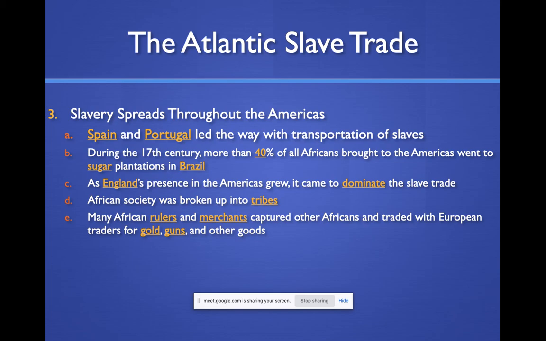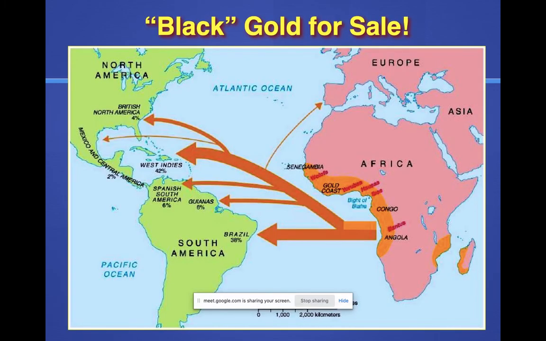The African slaves were broken up by tribes, and there were African rulers and merchants that captured other Africans and traded them for gold, guns, and goods. And you think, well, why would some Africans trade other Africans into slavery? In order to keep their tribe safe, they went out and found slaves to sell to the merchants so that the merchants wouldn't then try to take them as slaves. So it was purely an issue of survival.